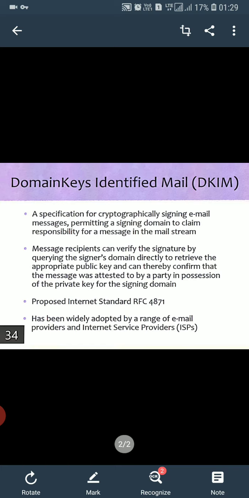This is done by giving the email a digital signature. The DKIM signature is a header that is added to the message and is secured with encryption.